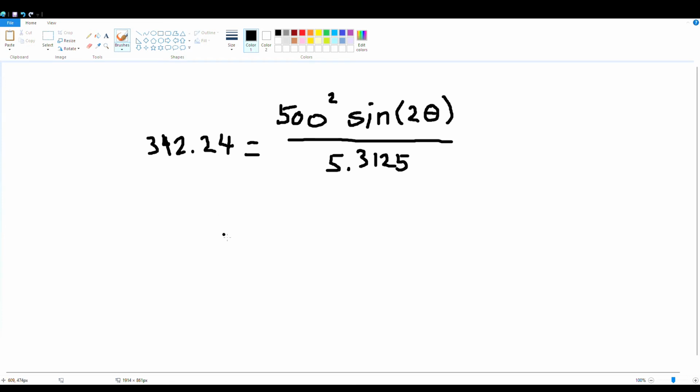Now solving for theta, I got a number that's close to 0.21 degrees, which is a little bit small. But we'll take it out to testing and see if it's correct.